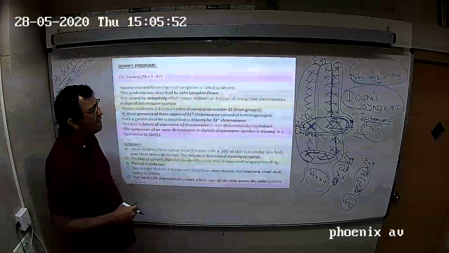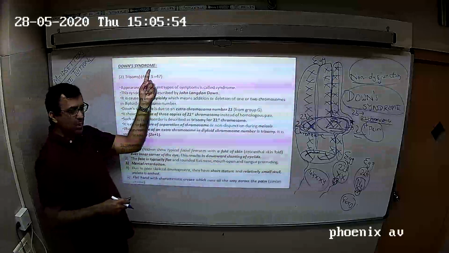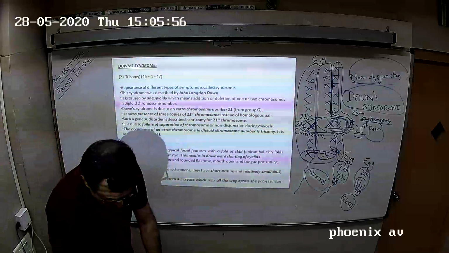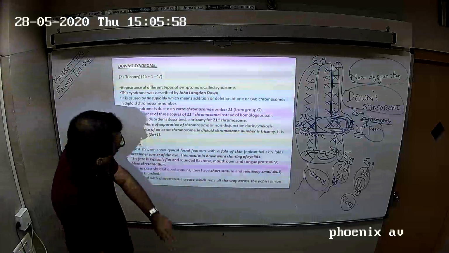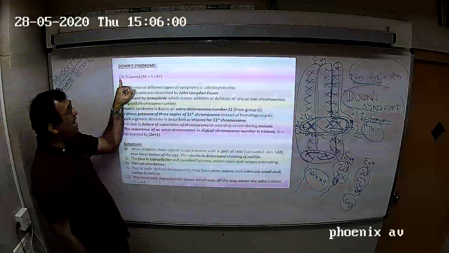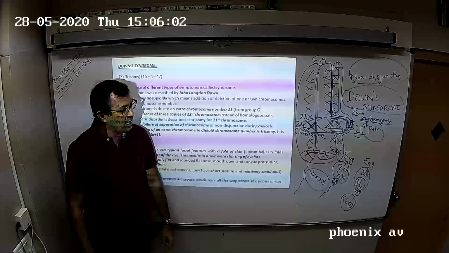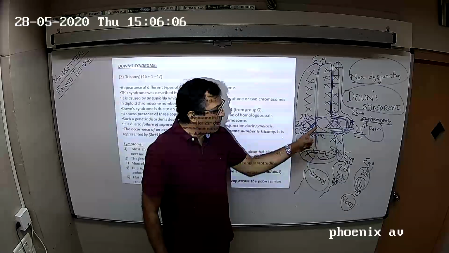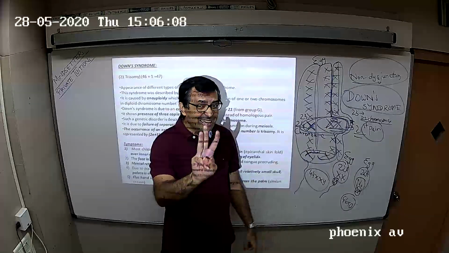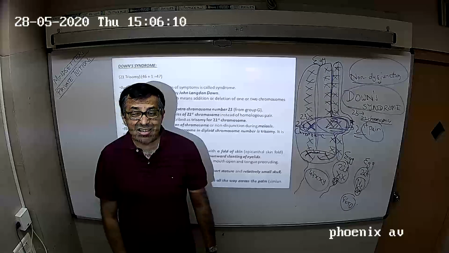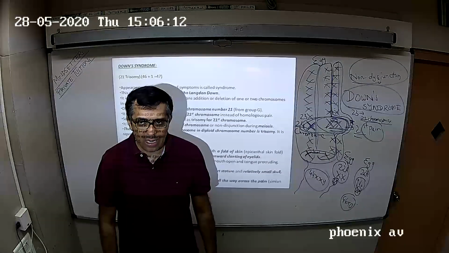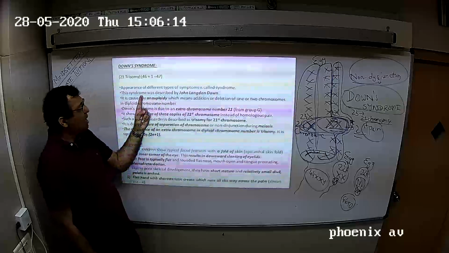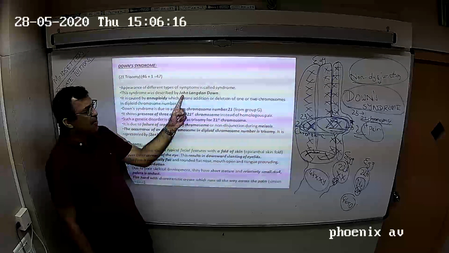Now let's see which are the diseases. You have Down syndrome. Down syndrome is called trisomy 21. Trisomy 21: instead of 2 copies of the 21st chromosome, there are 3, so it is called trisomy 21. This syndrome was first described by Dr.